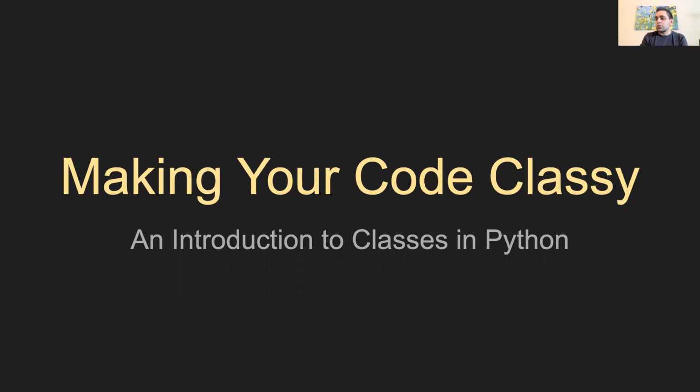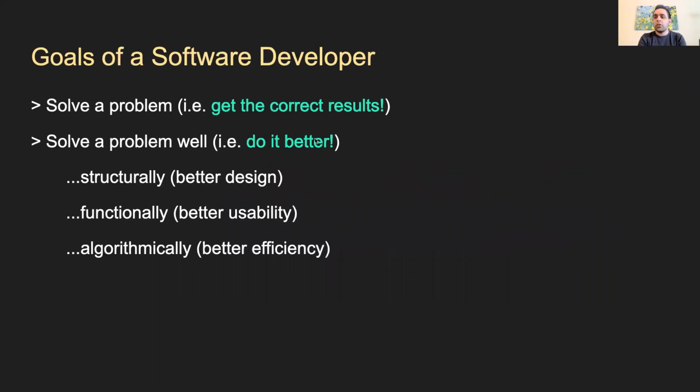All right, so to start, I'm actually going to talk about the goals of a software developer. All of you, I assume, eventually want to become software developers, so it's good to have that understanding. This isn't anything revolutionary, but I want to go over it. I guess there's two parts to it. One is solving a problem, and then solving it well is the second step.